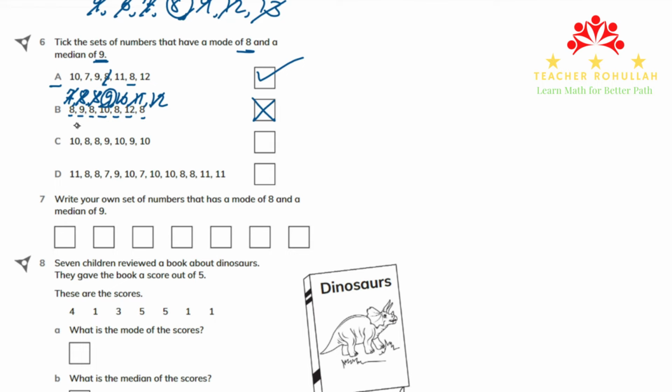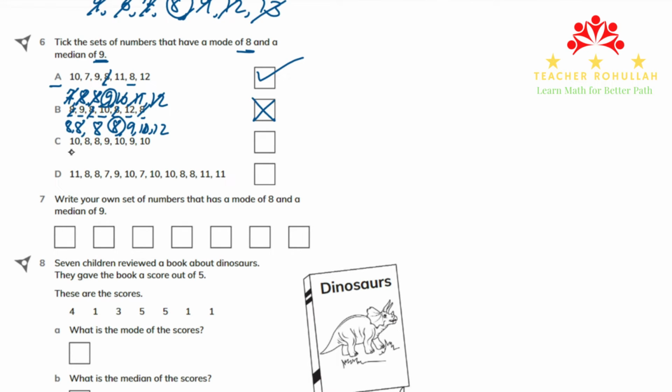Why? Because if we order it, we have 8, again 8, 8, 8. We have 4 8s, then we have 9, then 10, and then 12. Now we see that 9 cannot be in the middle. So here the median is 8, not 9. So this one cannot be accepted because it does not fulfill the requirement of the question.